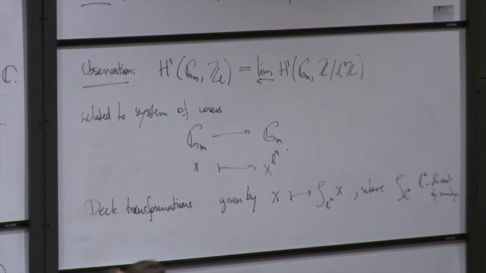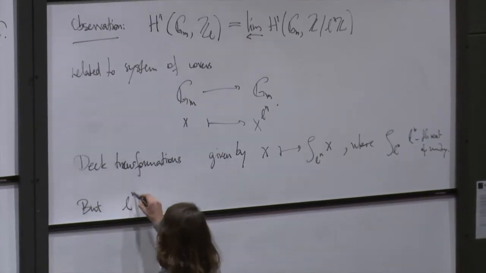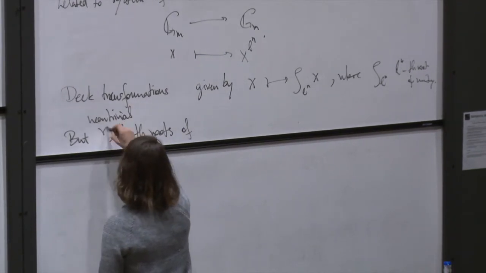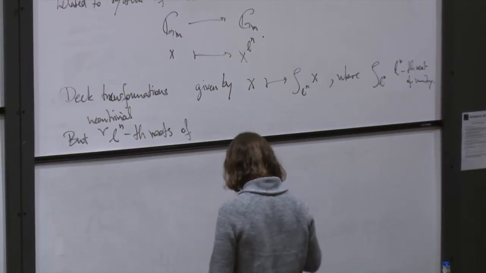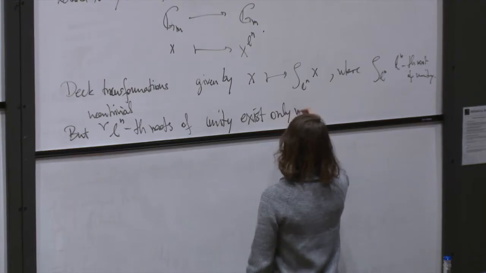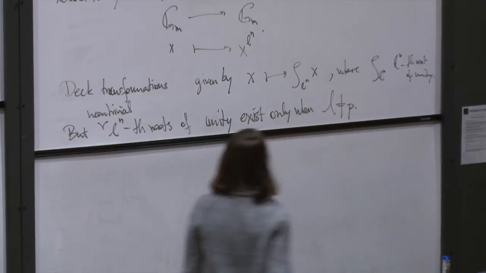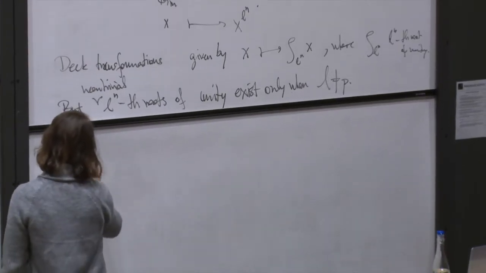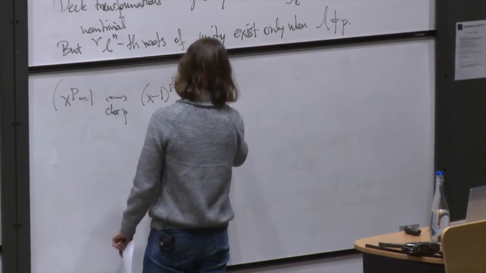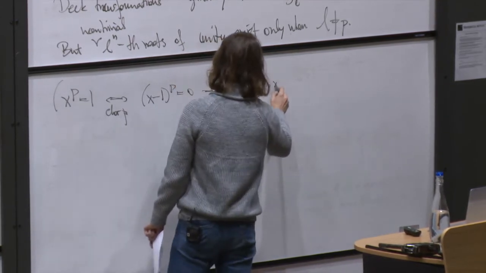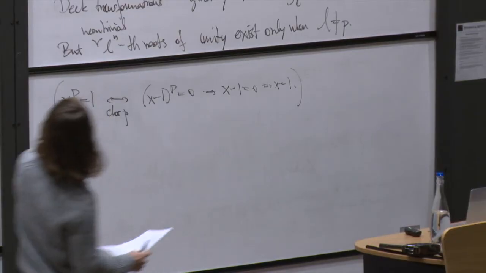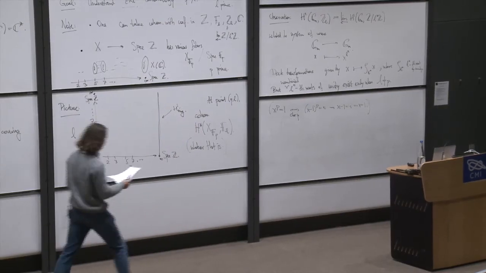But it's a well-known phenomenon that non-trivial L to the nth roots of unity exist only when L is not equal to p. So the issue is that in characteristic p, if x to the p is 1, then in characteristic p that means that (x minus 1) to the p is equal to 0. And so, at least if you have a reduced space, that means that x minus 1 is equal to 0, so x is 1. And so that's the reason that this étale cohomology works in characteristic p only if L is not equal to p.